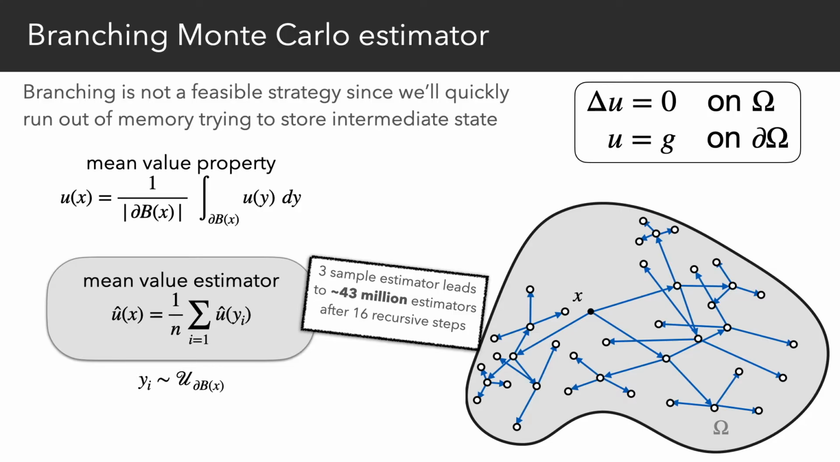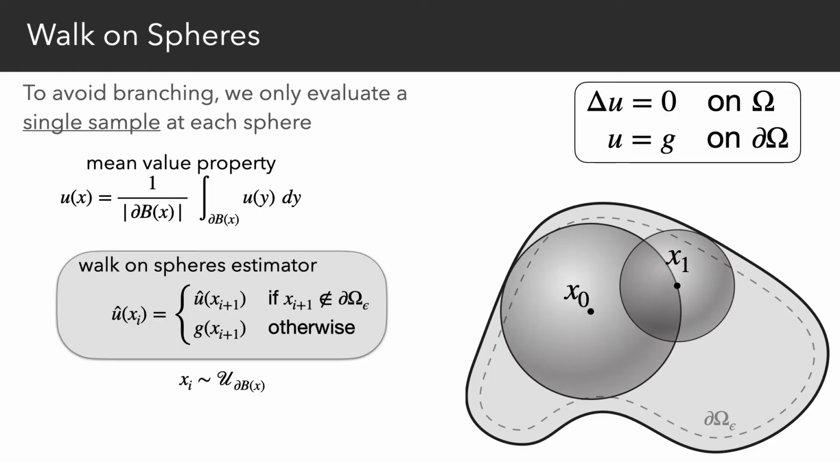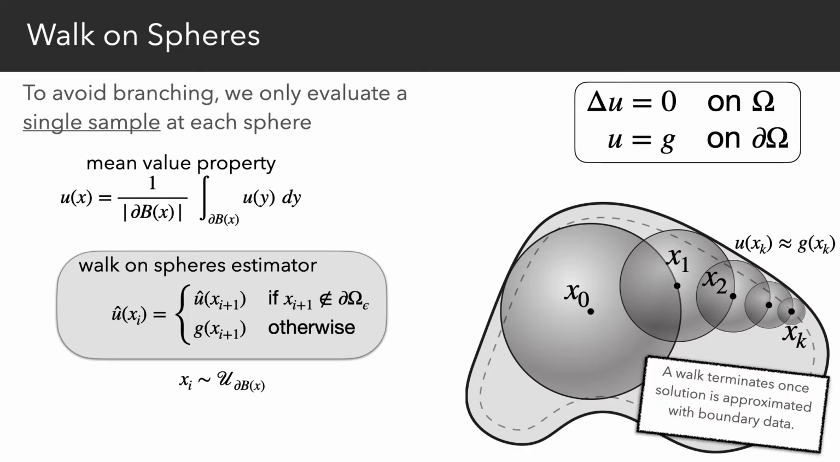So in order to actually make this approach tractable, we need to avoid branching. The easiest way to avoid this branching is to use only a single sample to estimate the mean value integral. Therefore, at each step, we choose the largest empty sphere around the current point, and then sample a single point on that sphere. Eventually, we terminate the walk when the sample point lands within an epsilon distance from the boundary, which we call the epsilon shell. Within the epsilon shell, we can approximate the value of the solution u in the domain with the value of the Dirichlet boundary condition g.